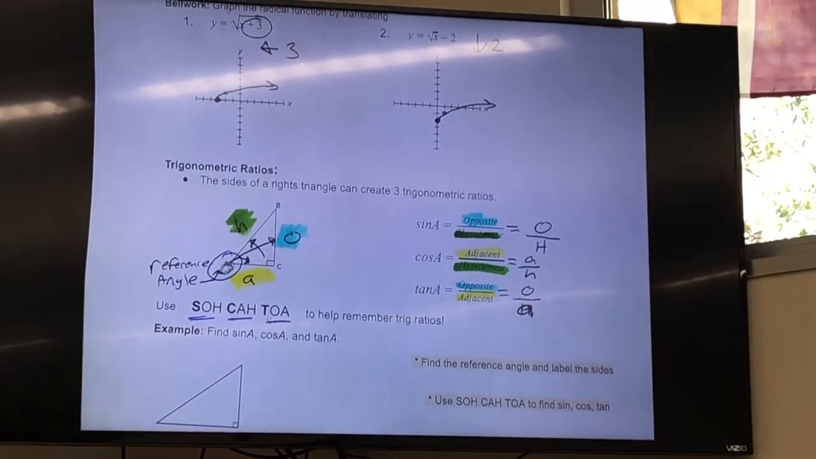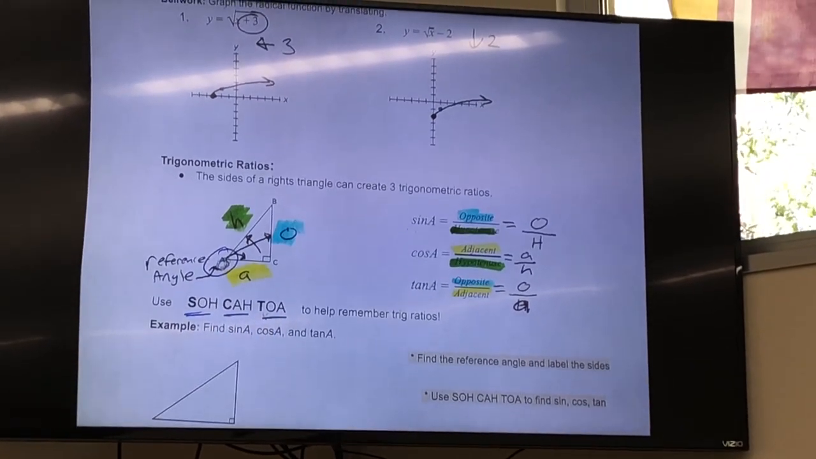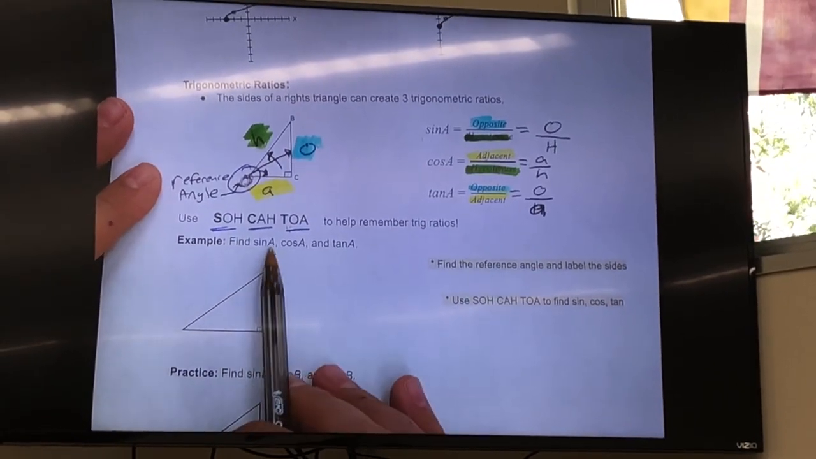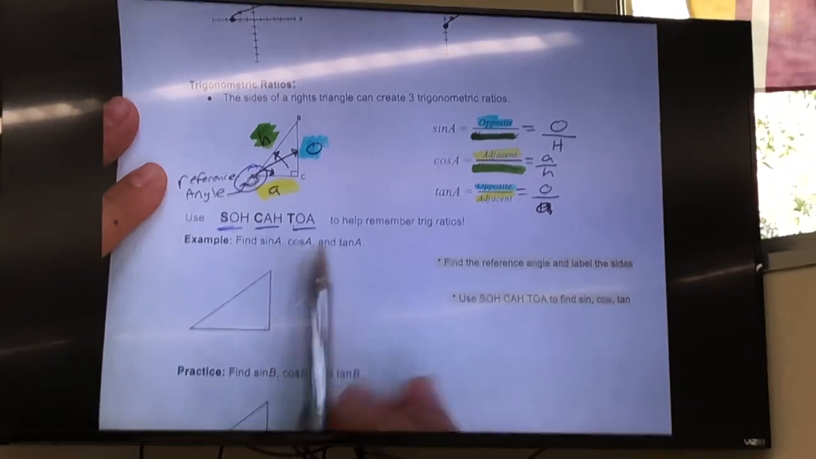Our teacher passed out our test. We wrote at the top of the test, SOHCAHTOA. Okay, so please do not forget that. Example 1. Find the sine of A, the cosine of A, and the tangent of A.